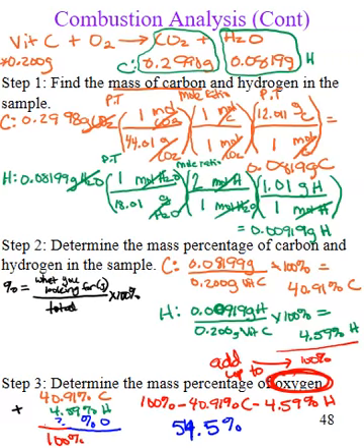Okay, so now we have our mass percentage. Now what you need to do is go through and do the empirical formula, like what we had done on the previous slide. So combustion analysis is a lot more work.